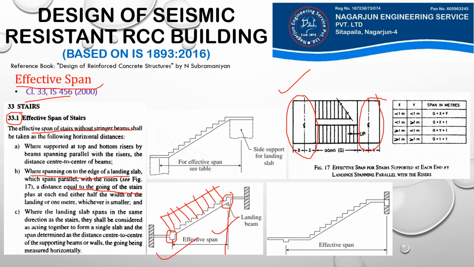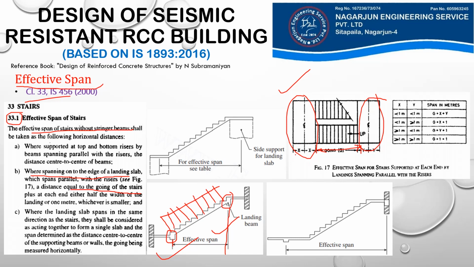Then in that case, the effective span is taken as total going. That means the horizontal projection of these treads, total going G, plus either half of the width of the landing on each end or 1 meter, whichever is smaller.